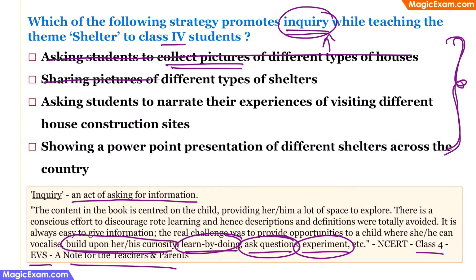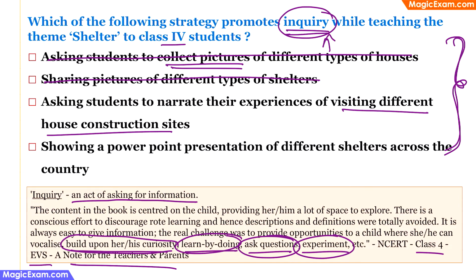Therefore, this also can be eliminated. Now, the third one, ask students to narrate their experiences of visiting different construction sites. Now, what is happening here is the children first have to visit different house construction sites. They have to look at what's happening there. They will ask questions to the workers or to the people who are accompanying them.